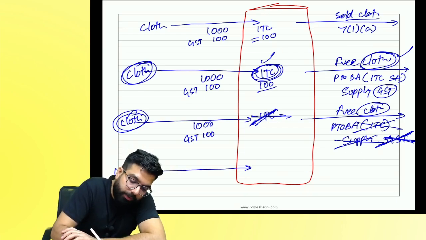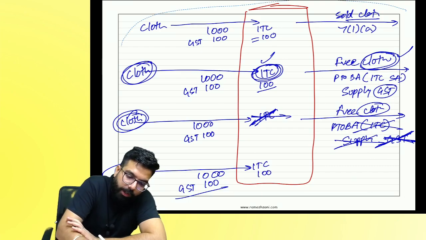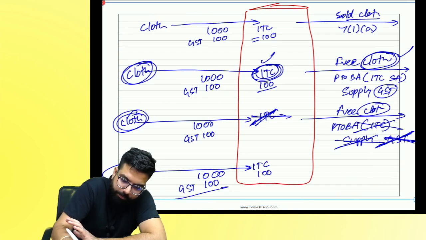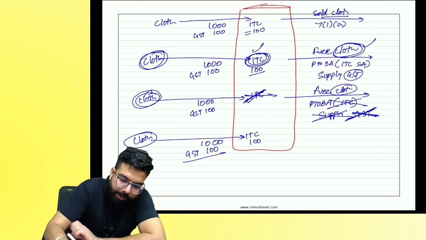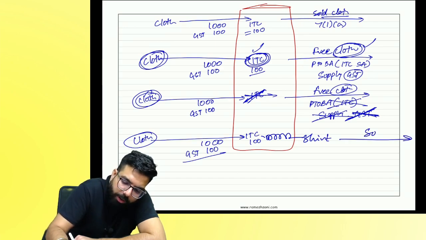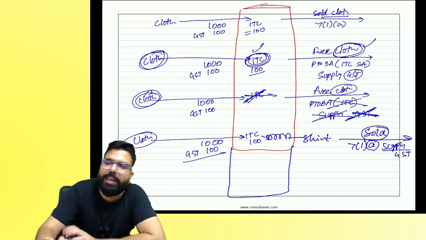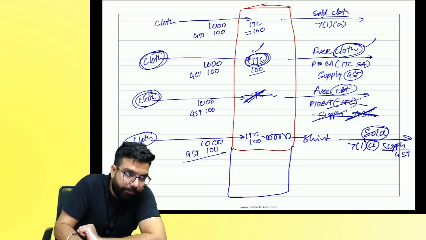I bought cloth, 1,000 rupees of cloth, GST. I took ITC 100 on cloth. Correct, everyone? With cloth, what will I make? Shirt. From this cloth which I bought, I made shirt. Shirt I sold. Then, under 7(1)(a), will it be a supply? Do I have to pay GST? Because it's a sale.